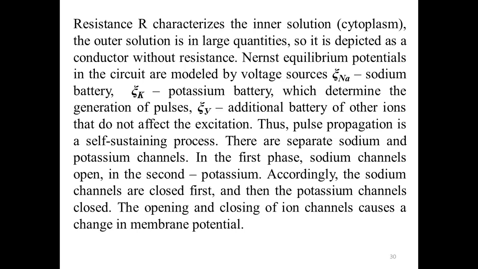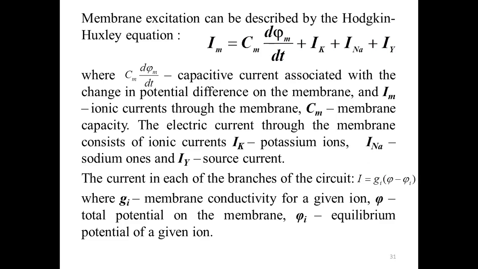According to this consideration, the opening and closing of ion channels causes a change in membrane potential, and so membrane excitation can be described by the Hodgkin-Huxley equation, where Cm d phi m/dt is the capacitive current associated with the change in potential difference, Im is the ionic current through the membrane, Cm is the membrane capacity, I potassium is the potassium ion current, I sodium is the sodium ion current, and I source is the source current.